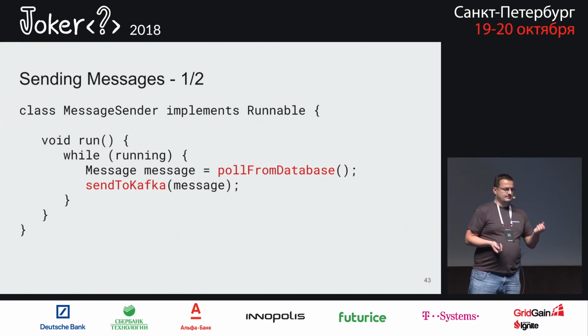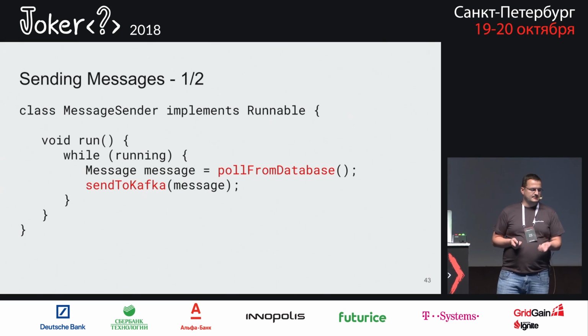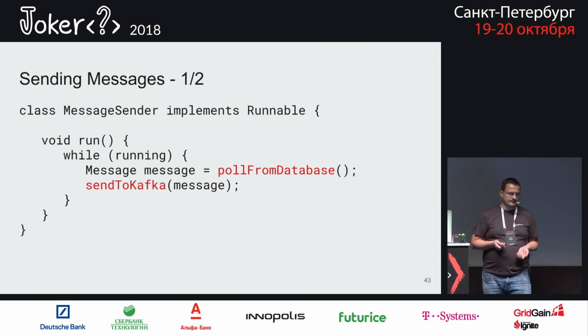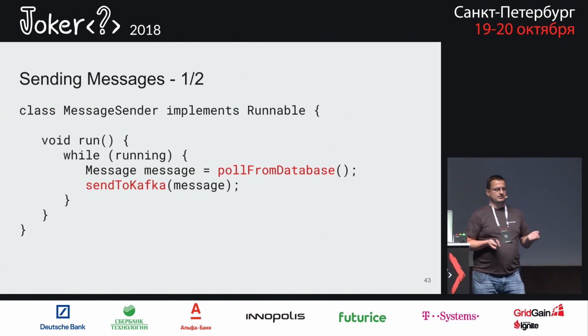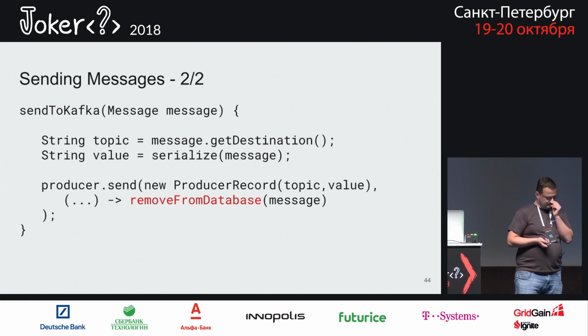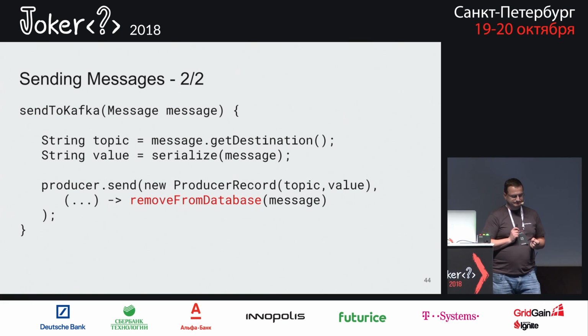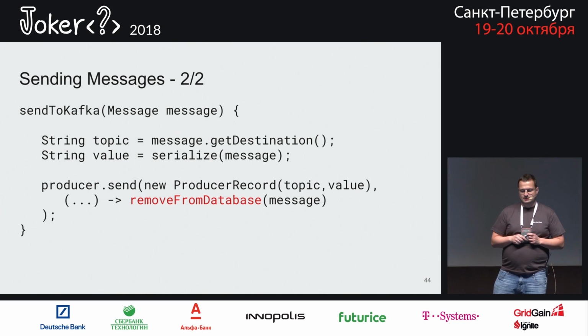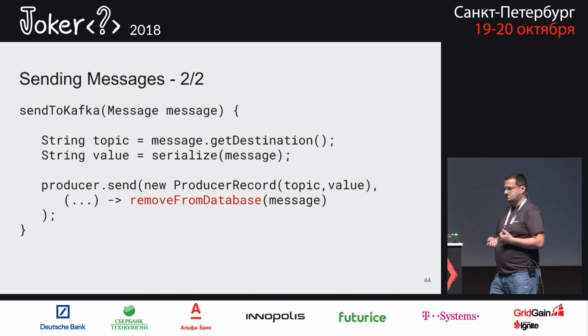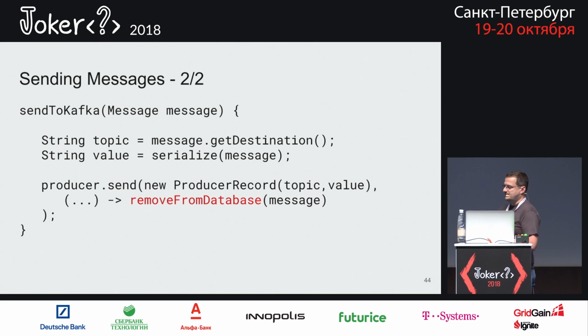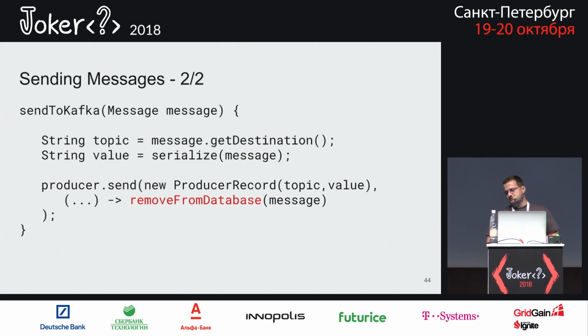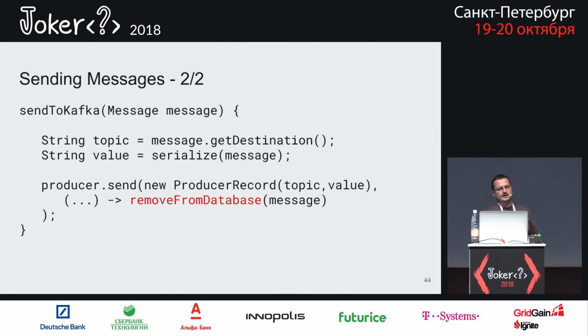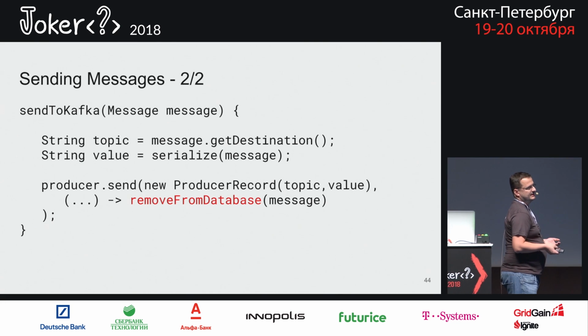So this is what it looks like. We have a message sender. It's a thread, running, pulling from the database, sending to Kafka. So this is what send to Kafka looks like. We're using the asynchronous send because we want throughput, as I said before. We send it out to Kafka, wait asynchronously for the callback, and when we get the callback, we remove it from the database.